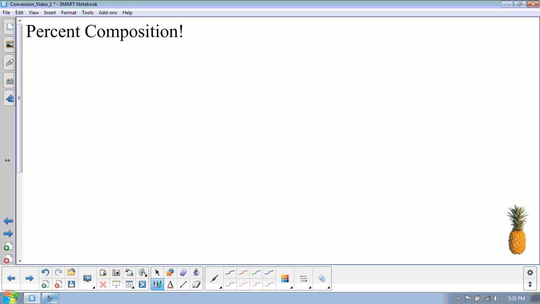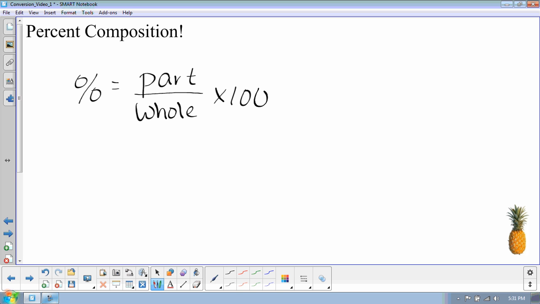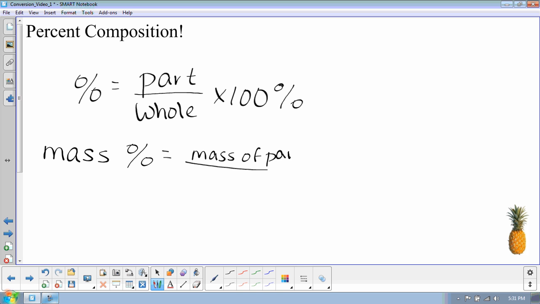So just for a friendly reminder, percent composition is equal to part over whole times 100%. And for these questions, we're actually going to be getting the mass percent of a compound. The mass percent of a compound can be written as the mass of the part over the mass of the whole. And of course, it's a percentage, so it's times 100.